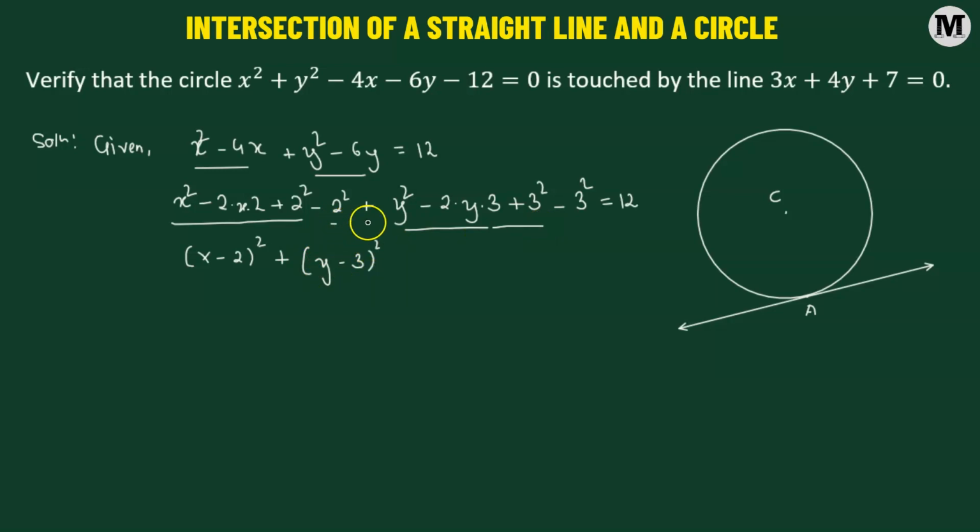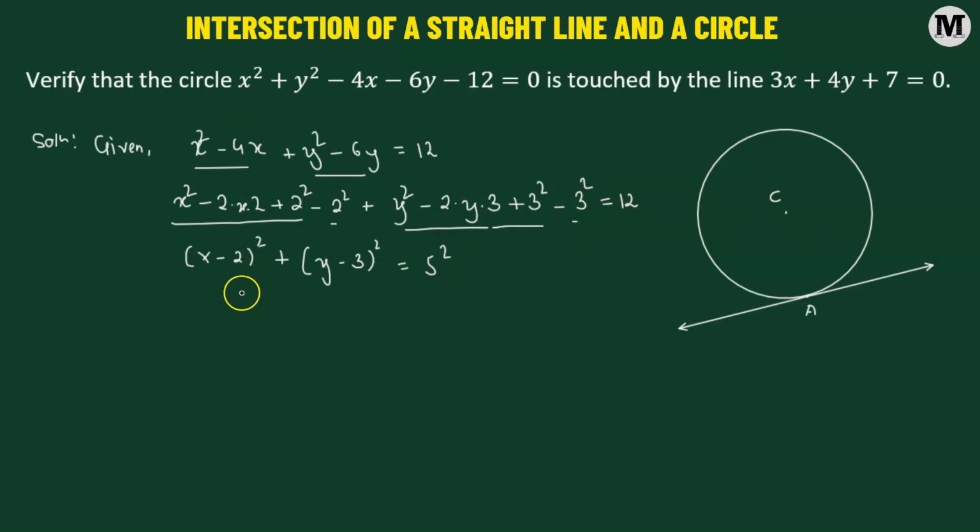Now we'll transpose negative 2 squared and negative 3 squared and add them to 12 on the right hand side. That's going to give us the value. So we have 2 squared, that's 4. 4 added to 9, that's 13. So 13 plus 12, that's going to be 25, or simply 5 squared.